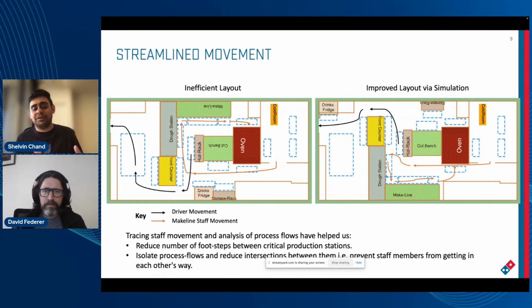The other thing that we've found through this is that we've of course reduced the distances or the steps that the drivers and make line staff have to take. For drivers, it is a much shorter distance now to the exit, and for the make line staff, their footsteps between the cold room, dough station, make line, and oven are reduced significantly. So in that sense, now we're trying to figure out these sorts of things for all our stores, and reduce the number of footsteps, but also reduce those intersections and prevent staff from getting in each other's way, because all of these small things add up during peak times, and they make a huge difference.